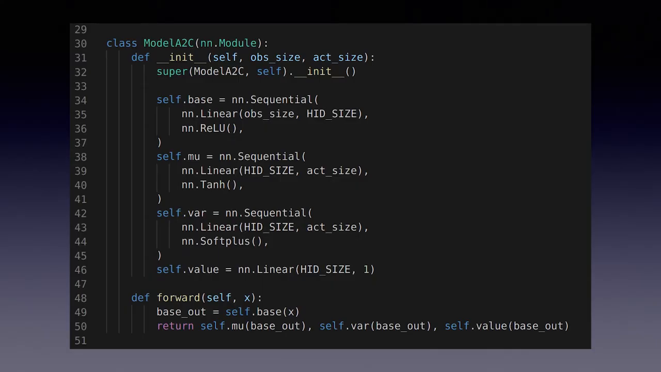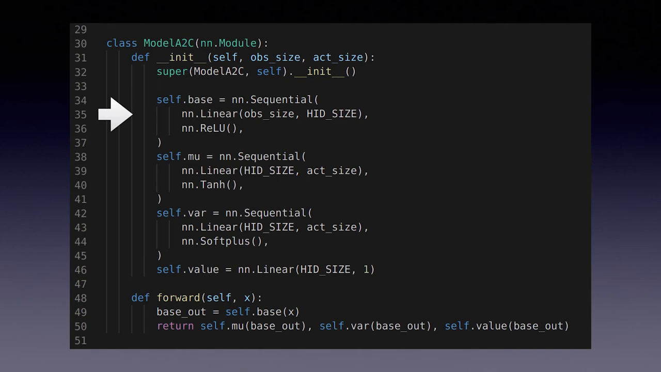First, let's look at the new neural network model. You can see instead of having a single policy head, we have mu, which outputs the mean, and variance, sigma, or the standard deviation squared. First, we have a base layer which takes the input, which are sensors from the robot, and maps them to the hidden layer. The three output heads then stem from this hidden layer.